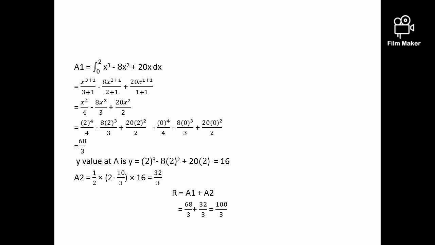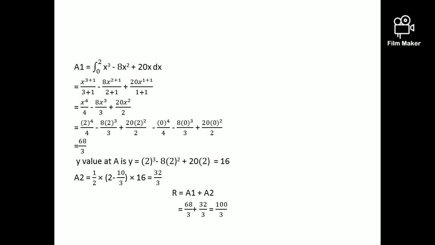Then after that, if you want to find the area 2, it's a triangle. Area of a triangle you can obtain by the formula half base into perpendicular height. Therefore, the base is the difference between the coordinates 2 and 10 over 3. And the height, how do you find the value for height?